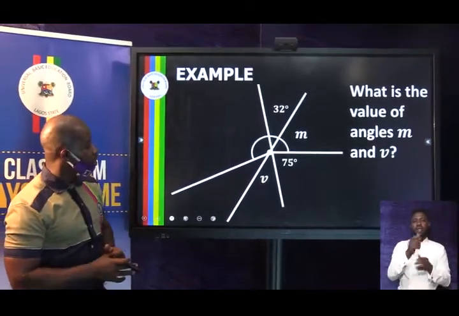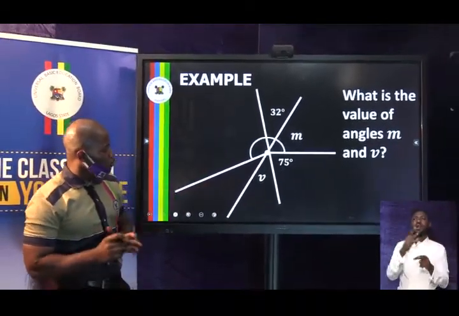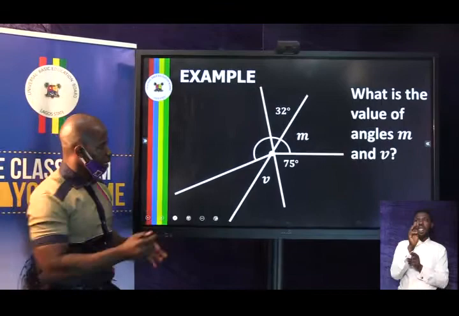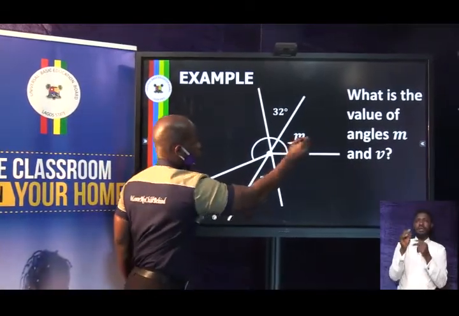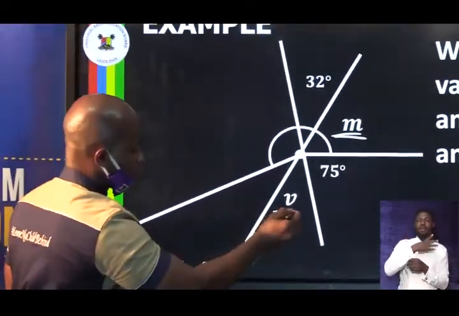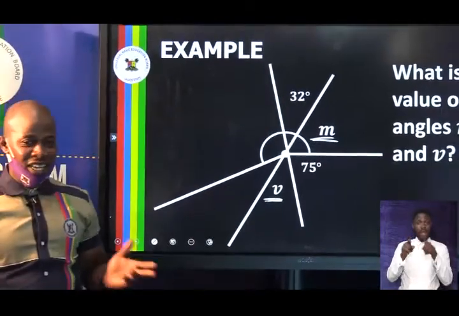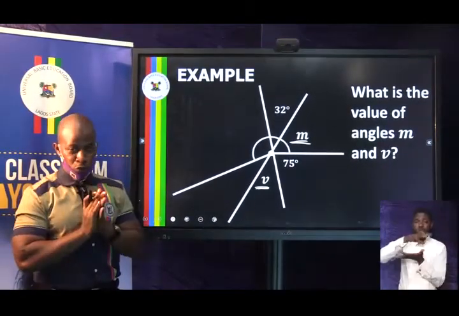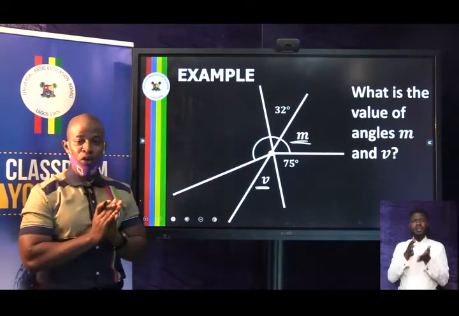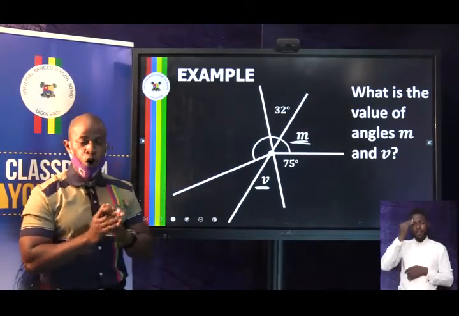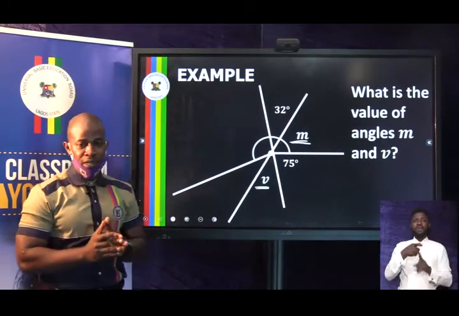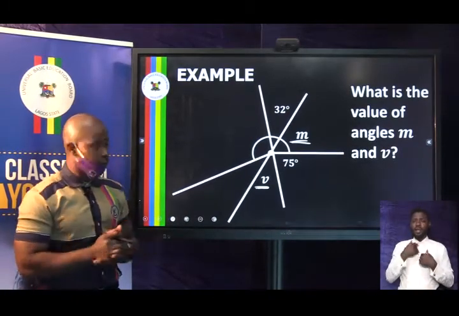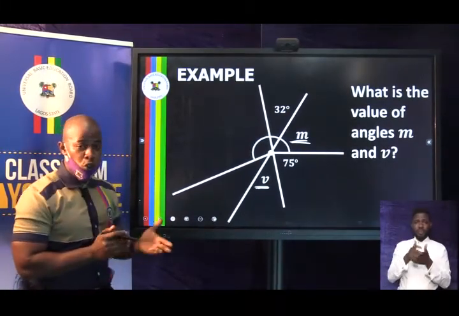This next example says, what is the value of angle M? This one. And angle V. This one. Now, as I have said earlier, do not let the diagram itself confuse you. Study it and ask yourself, what do I know or what can I find from this diagram? What have I been given? So let's see how we are going to work through this.